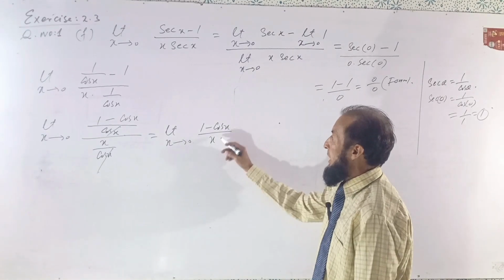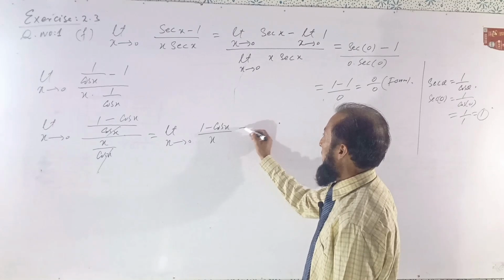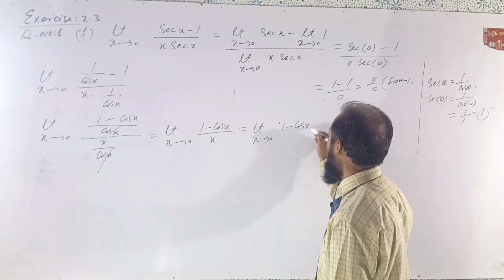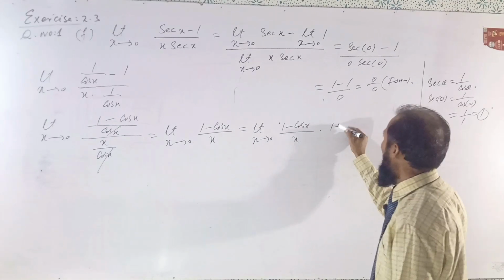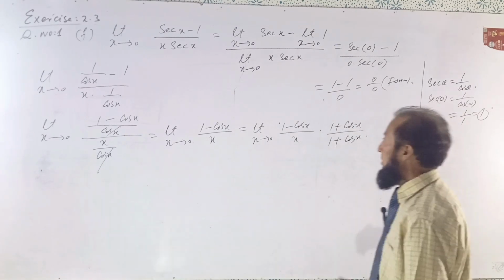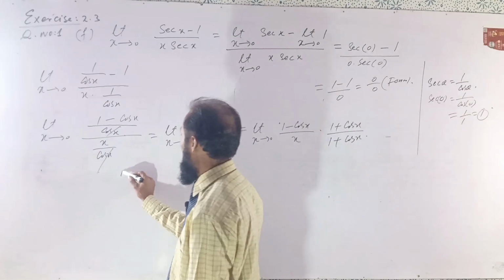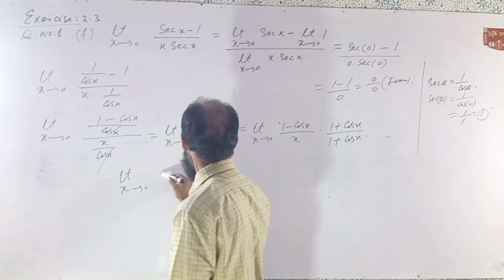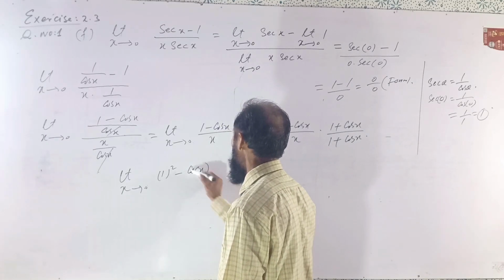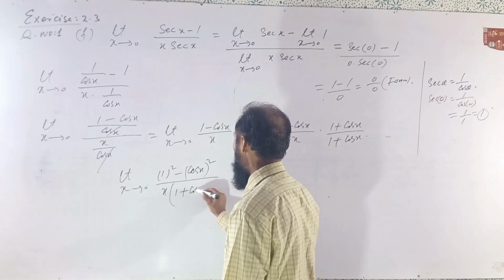Now if we directly put here, we once again get an undefined case, it means that we are taking the rationalization method here. Limit x tends to 0, 1 minus cos x divided by x, and multiply by 1 plus cos x divided by 1 plus cos x. Now here we are using a minus b, a plus b, so a square minus b square. Limit x tends to 0, we can use here 1 square minus cos x whole square divided by x into 1 plus cos x.